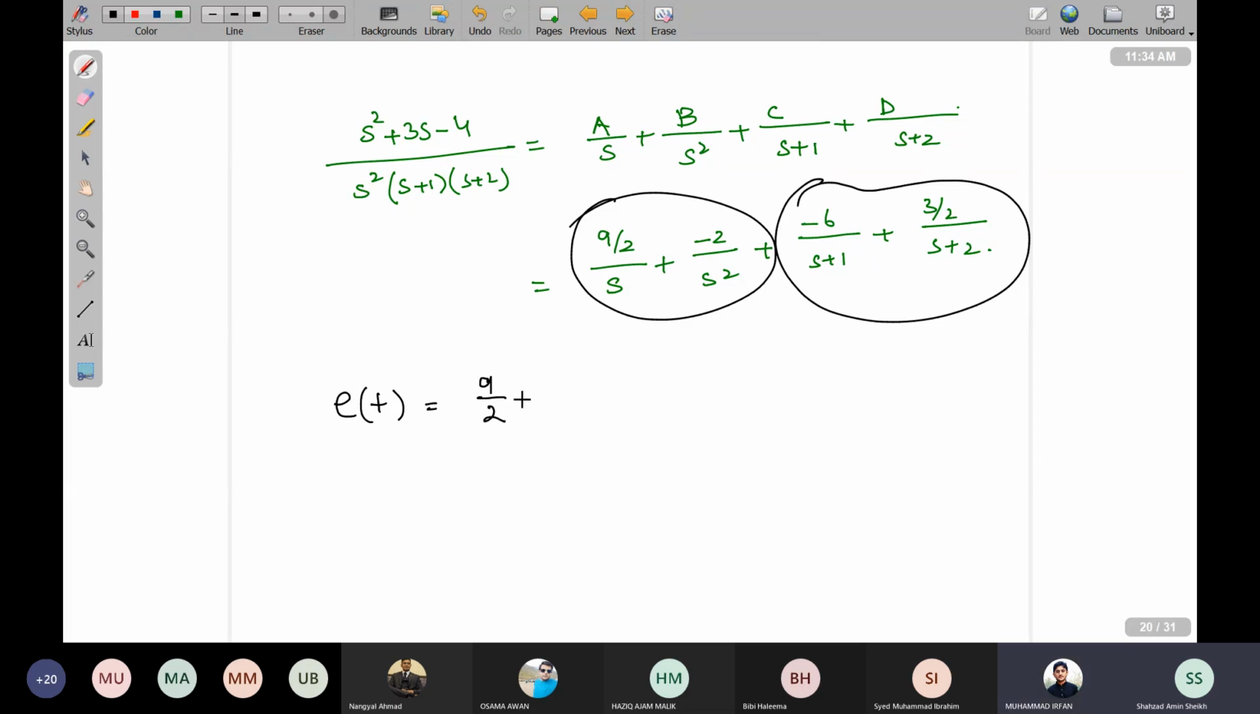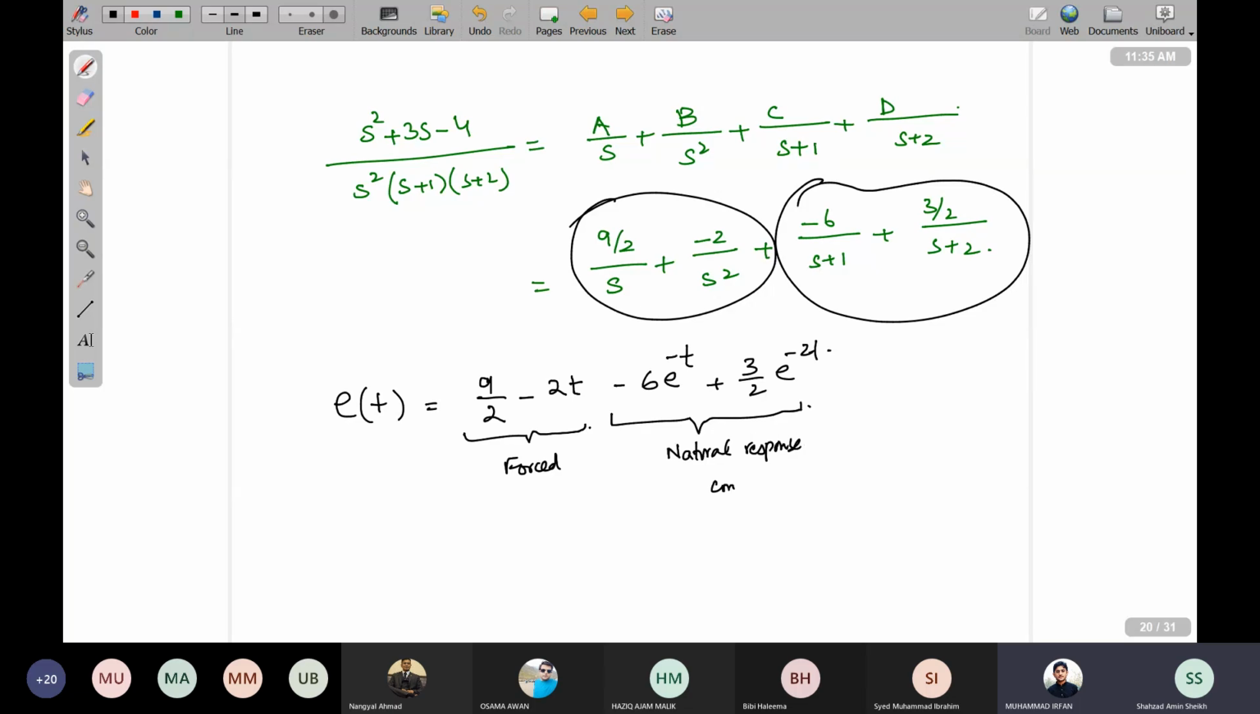Then minus 2 into t. Very good. minus 6 into e raised to power minus t. Excellent. plus 3 by 2 into e raised to power minus 2t. Great. So again, that's your natural response component and that's your force component. ठीक है जी.